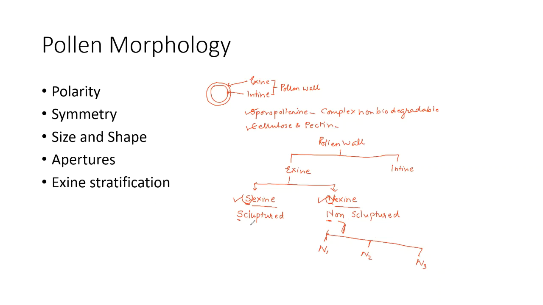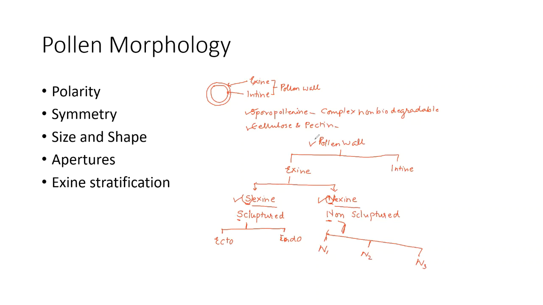Whereas as far as the sexine is concerned, the outer sexine is again differentiated into the outermost ectosexine and the inner one as endosexine. Ectosexine and endosexine. So this is the composition of the pollen wall. So the pollen wall is made up of outer exine and inner intine.